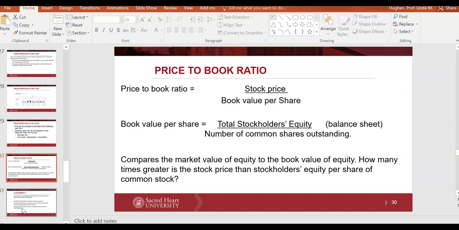Our last metric is called the price to book ratio. We're looking at stock price to the book value per share. And remember, book value per share is total stockholders' equity, which we can get from the balance sheet, divided by the number of common shares outstanding. It answers the question, how many times greater is the stock price than the stockholders' equity on a per share basis?